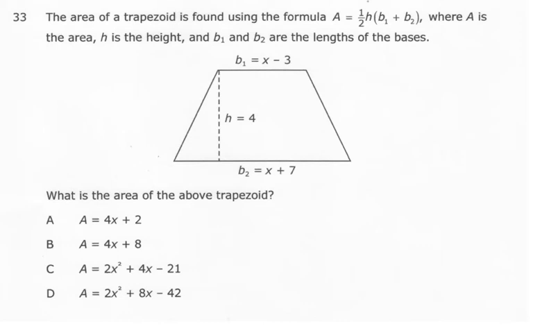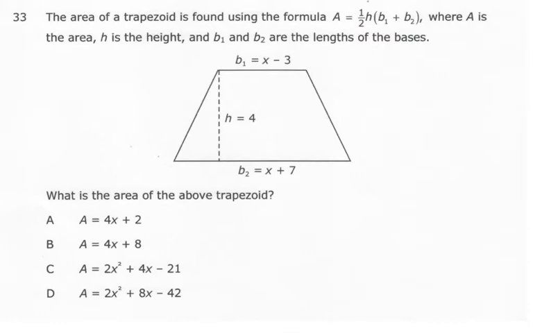Number 33, the area of a trapezoid is found using the formula area equals 1/2 height, parentheses base 1 plus base 2, where A is the area, H is the height, and B1 and B2 are the lengths of the bases. So basically we're finding the average of the bases, which is why it's multiplied by 1/2. Another way to write that is base 1 plus base 2 divided by 2. It means the same thing.